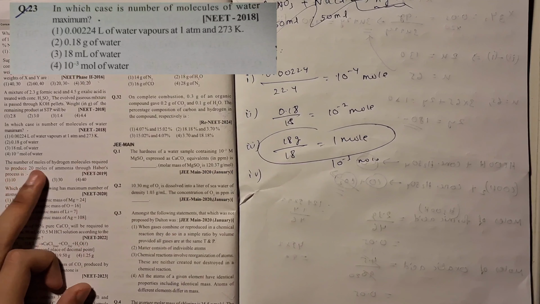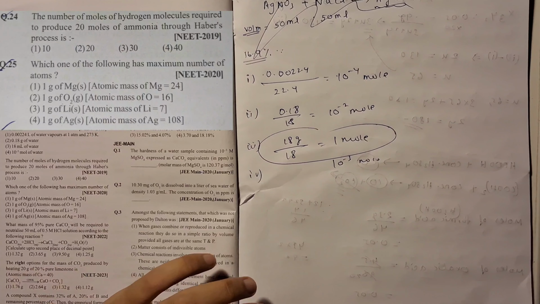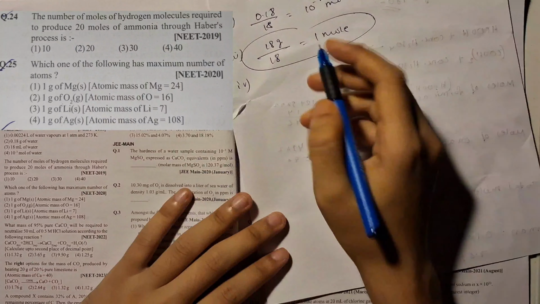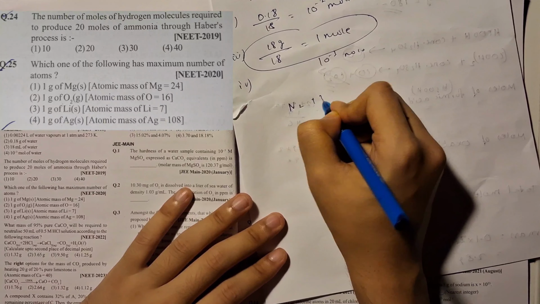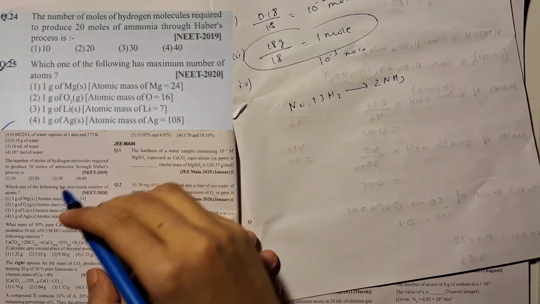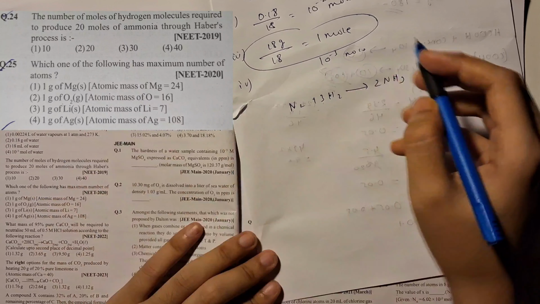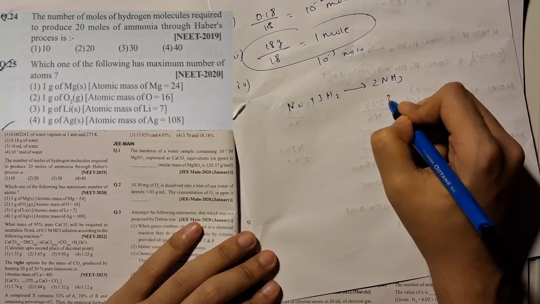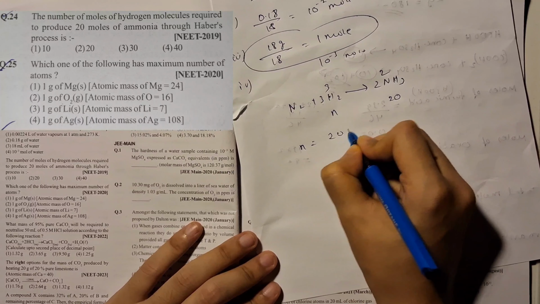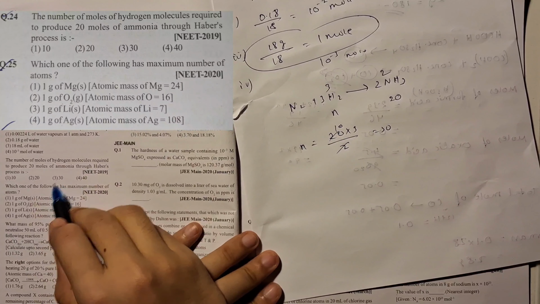The number of moles of hydrogen molecules required to produce 20 moles of ammonia through Haber's process. Haber's process क्या है? N2 plus 3H2 gives 2NH3. इसको बोलते हैं Haber's process. तो क्वेश्चन है, the number of moles of hydrogen molecules required to produce 20 moles of ammonia. 20 moles of ammonia, hydrogen moles का मतलब ये लो, ये N कर लो, ये 2, ये 3. So N equals 20 into 3 by 2, 10, 30. 30 will be the answer. Third option.